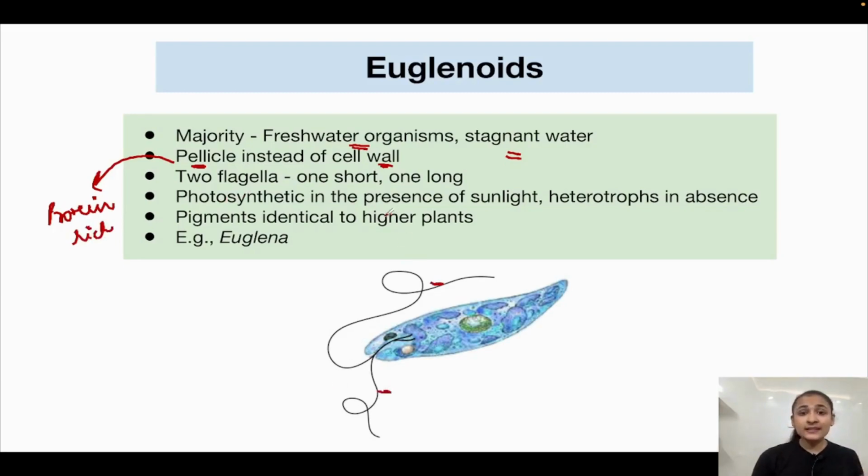They are photosynthetic in the presence of sunlight, but they adopt the heterotrophic mode of nutrition in the absence of sunlight, and they predate on other smaller organisms, eating them to obtain nutrition. Their pigments are identical to higher plants. Okay, an example of this is Euglena.